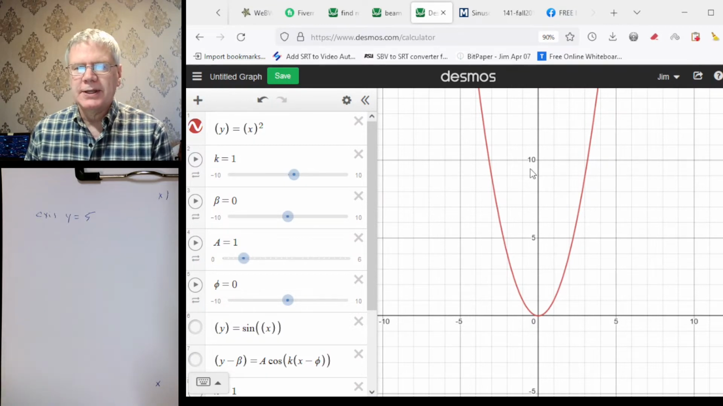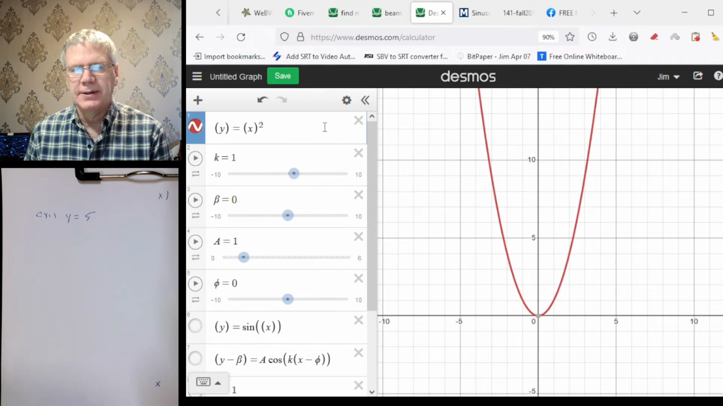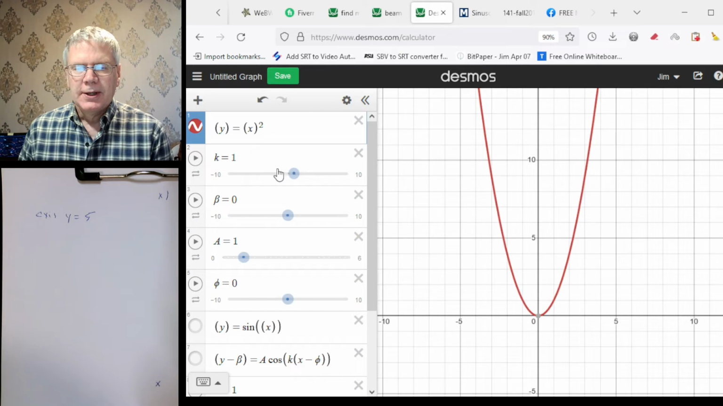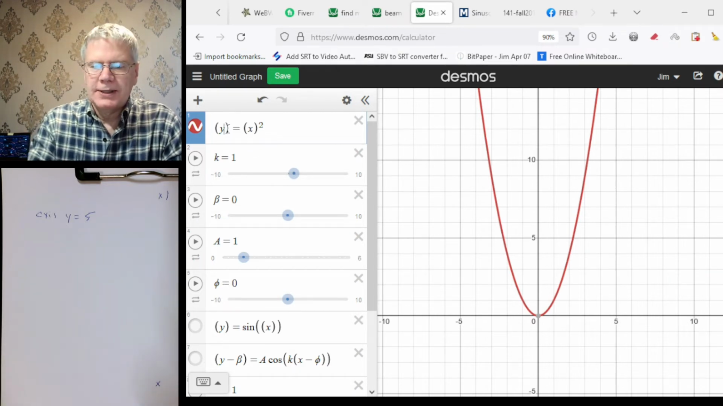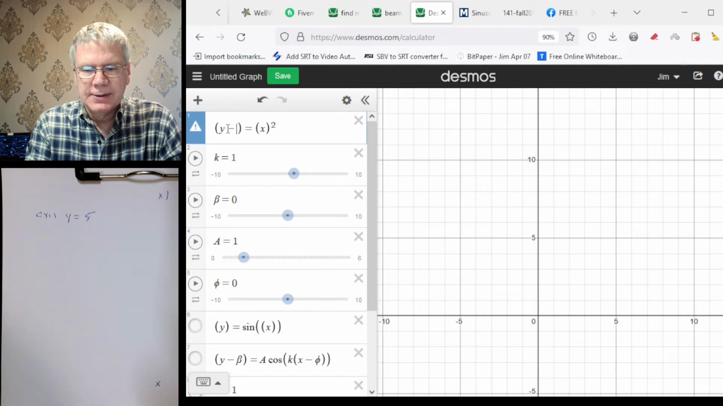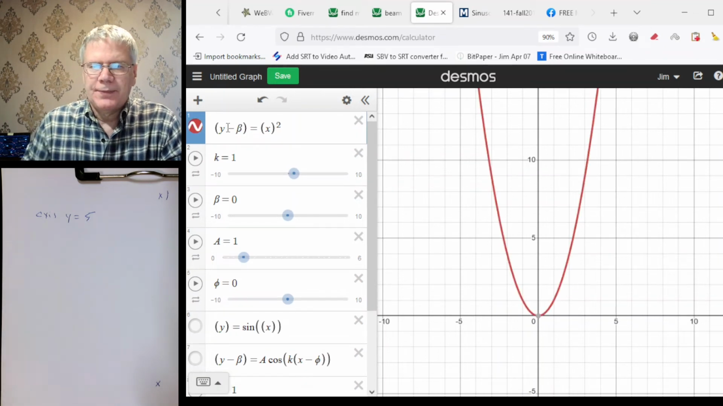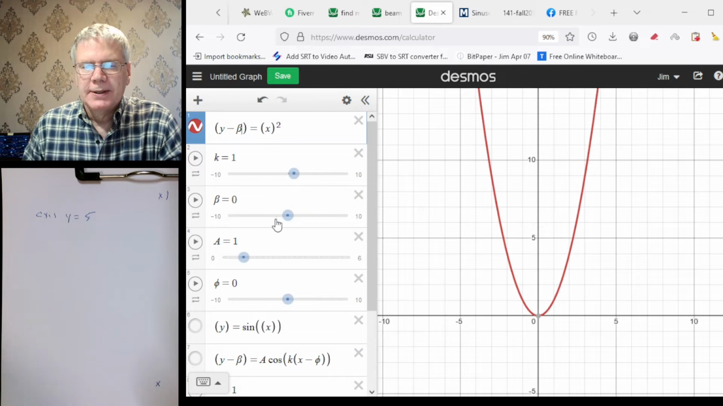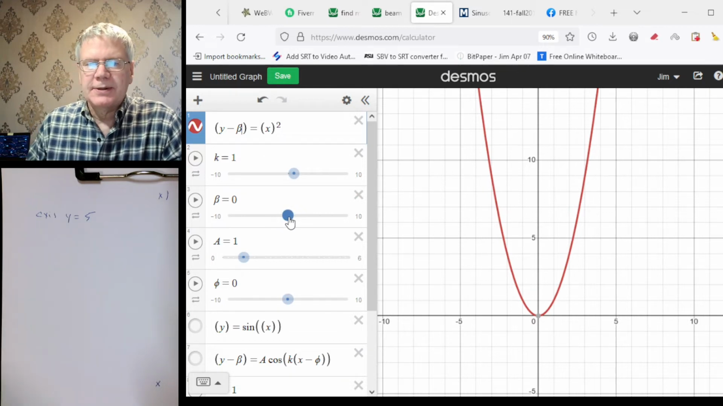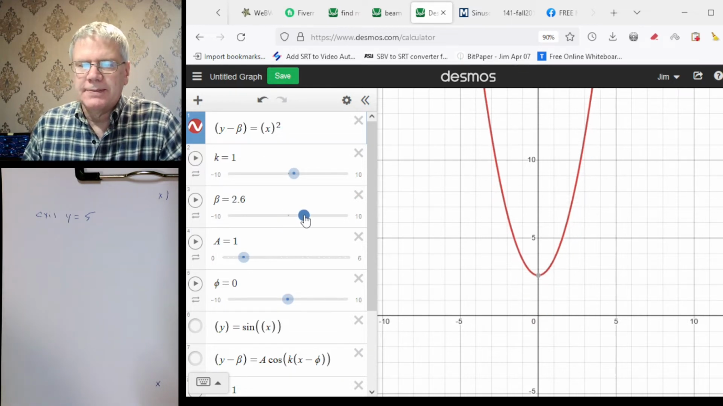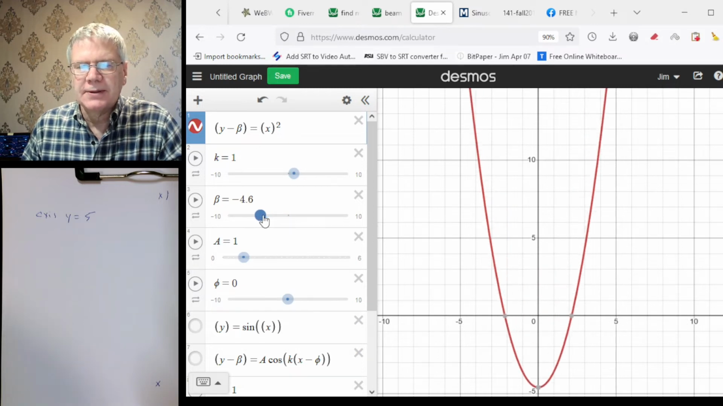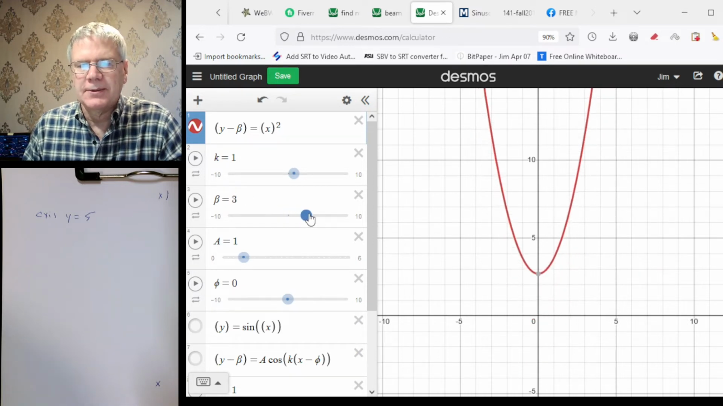And here in Desmos is a simple parabola, which should be familiar to you. If you're doing sine waves, you should see this already. And I can move this around in the plane by saying minus beta. Okay, so now if I take beta, and I'll explain why I'm using Greek letters later, but if I subtract something from y, if I subtract a positive number from y, that moves it up.